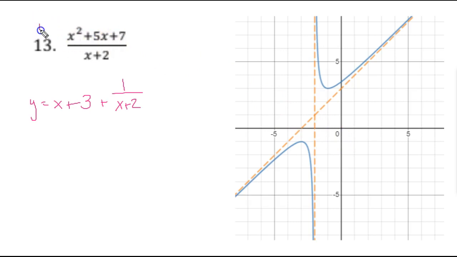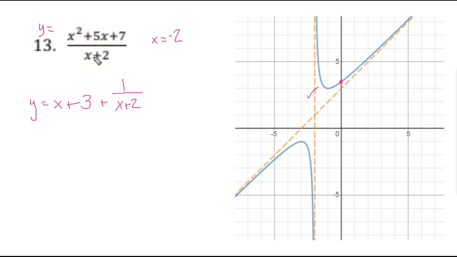If we were graphing this, our rules tell us that our vertical asymptote is going to be at x equals -2, and that does in fact seem to be the case. I don't have any x-intercepts because this doesn't factor. It has imaginary roots, so I don't have any real roots. It doesn't have any x-intercepts. The y-intercept, when we plug in 0, we get 7/2, so it does look like I have 7/2. 3.5 is my y-intercept.